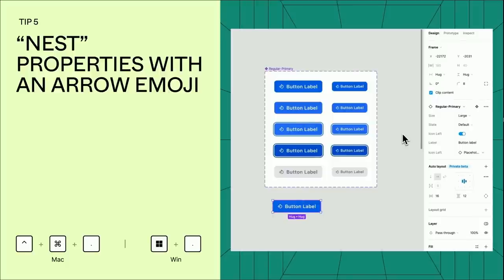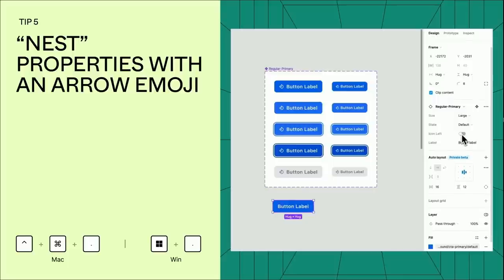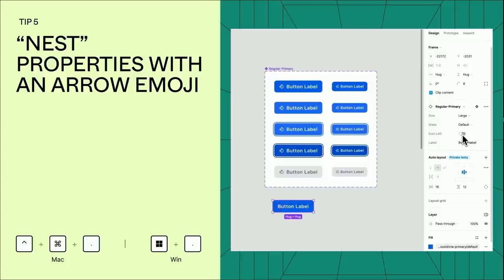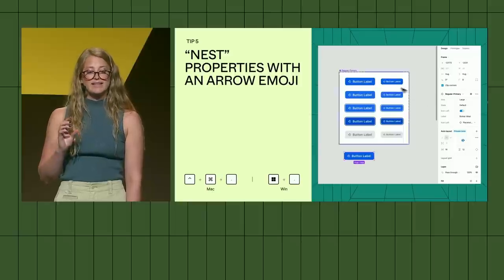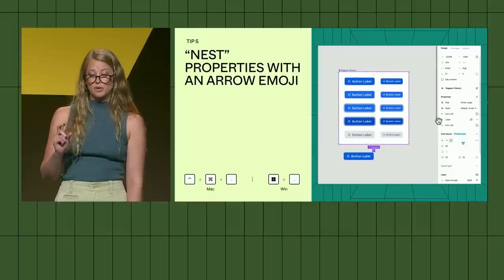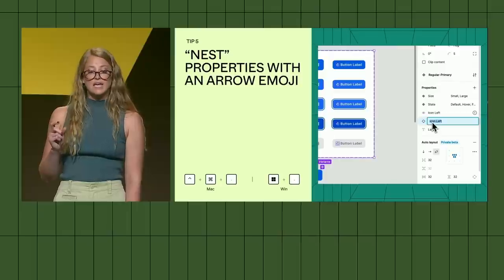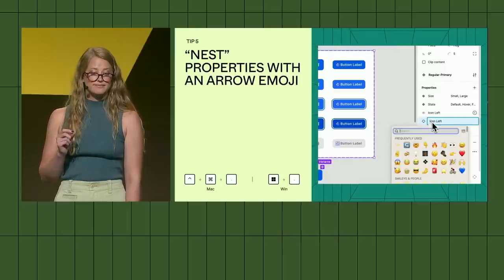For example, a button icon might have two properties applied to it. A Boolean property to toggle the visibility on and off, and an instant swap property to change the icon. Naturally, the instant swap property only shows when the icon is visible, so it should appear nested underneath the Boolean property. You can do this by dragging the instant swap property below the Boolean property with the handles that appear on hover, then editing the name to include the arrow emoji.